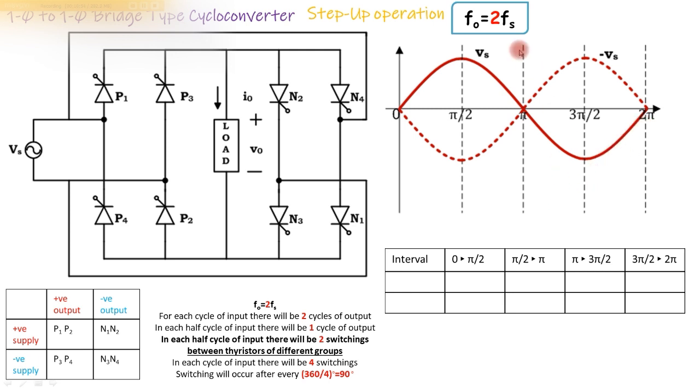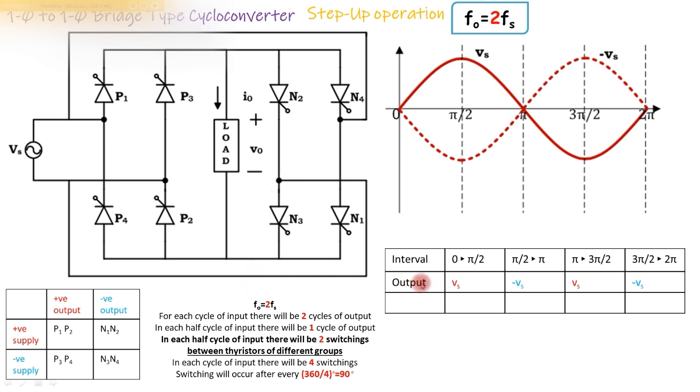Now we have to obtain 2 cycles of output. So the output must go positive Vs first time, then it must go negative, then it should bounce back to positive, and it should reach negative again to complete 2 cycles, right? So output will be positive, negative, positive, negative. Then only we can obtain 2 cycles of output for one cycle of input.